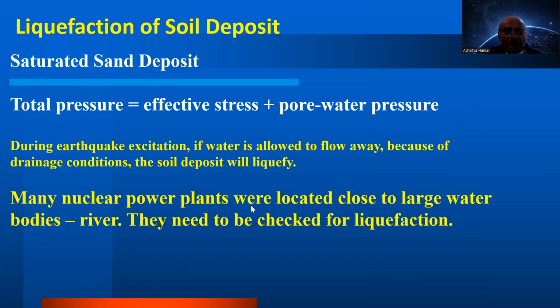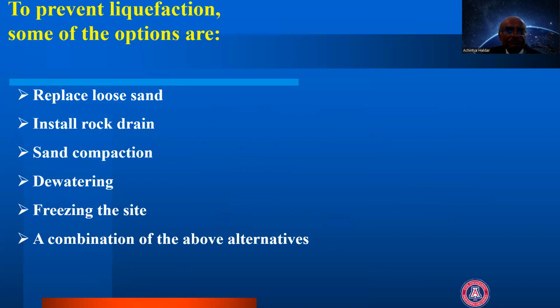Many nuclear power plants are located close to large water bodies, and they need to be checked for liquefaction potential. What are the different options we can use? We can replace loose sand, but in most cases it may not be practical. Other options are to install rock drains, sand compaction, dewatering, freezing the site. I know one site was permanently frozen, or a combination of other alternatives.